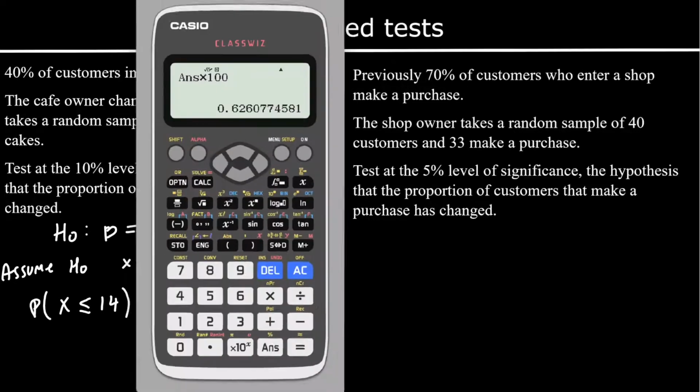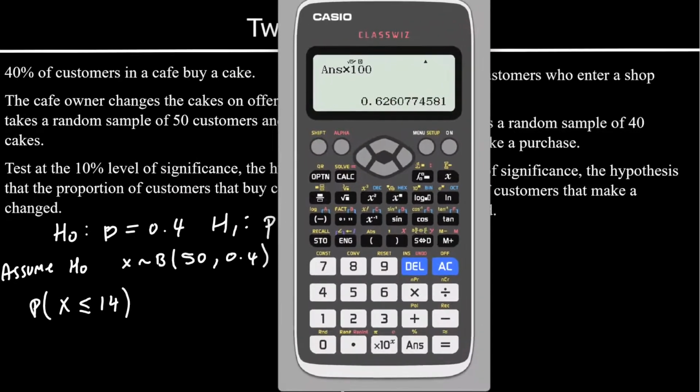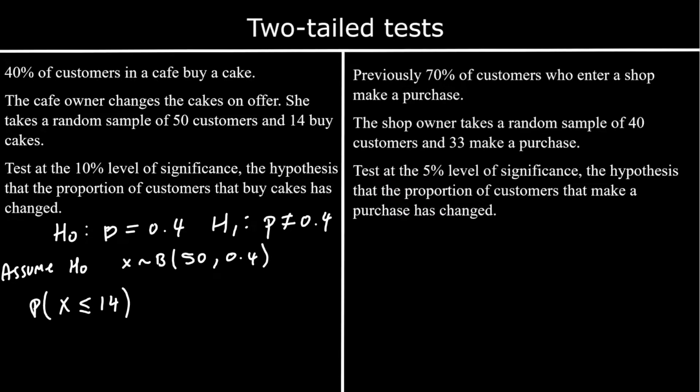If the null hypothesis is true, we use the binomial cumulative distribution for a variable, where x is 14, n is 50, and the probability is 0.4. So what's the chance? It's 5.4%. So it's a 5.4% chance that it's going to be less than or equal to 14.